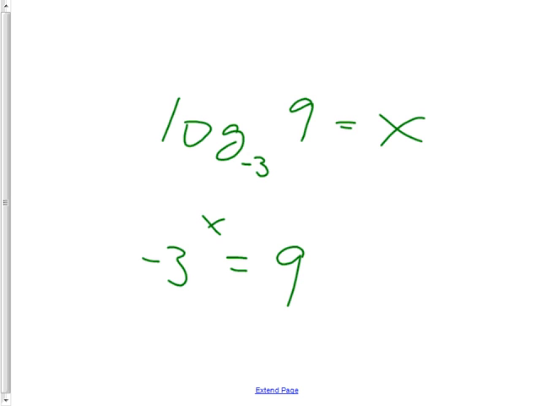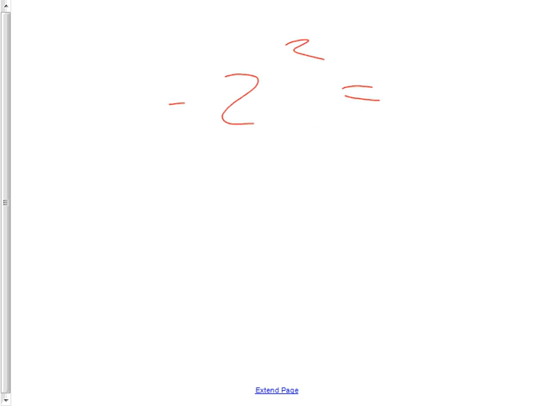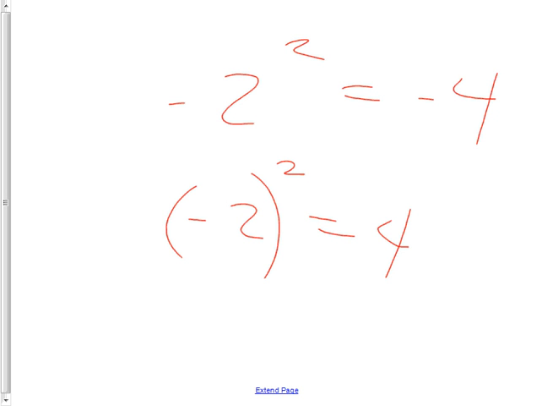Okay, I'm going to remind you of that. Negative 2 squared. What's the answer? That's negative 4. Some people still haven't caught this one. Okay, as opposed to this. What's the answer to that one? That one's 4. The one on the top is what? Negative 4. You know, that bothers some of you.